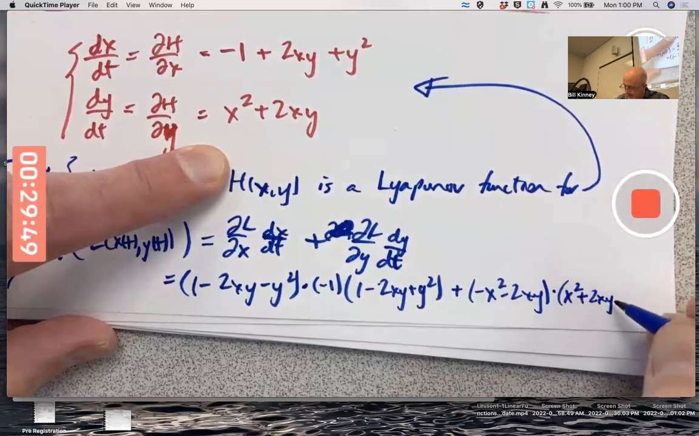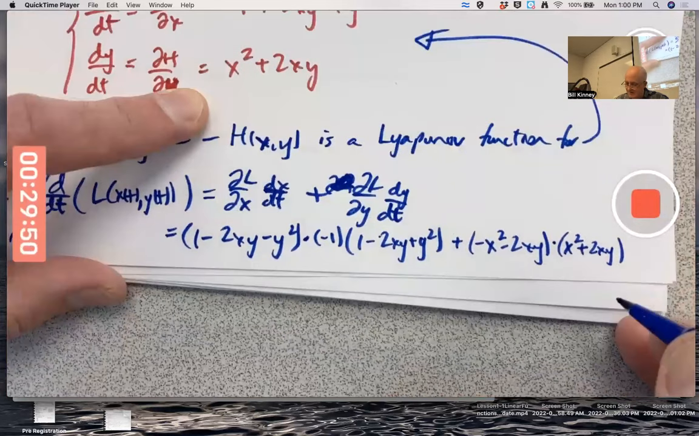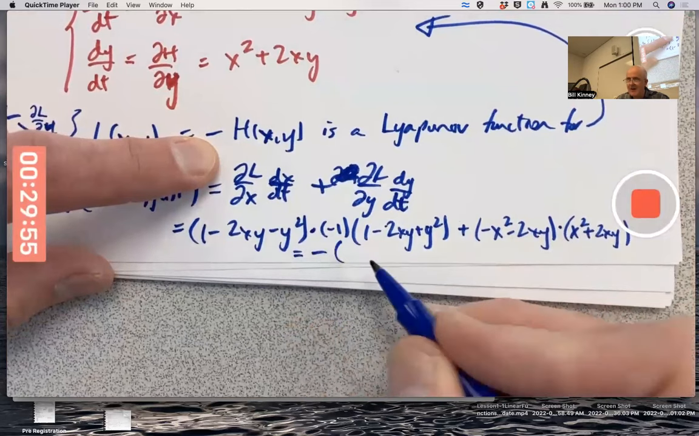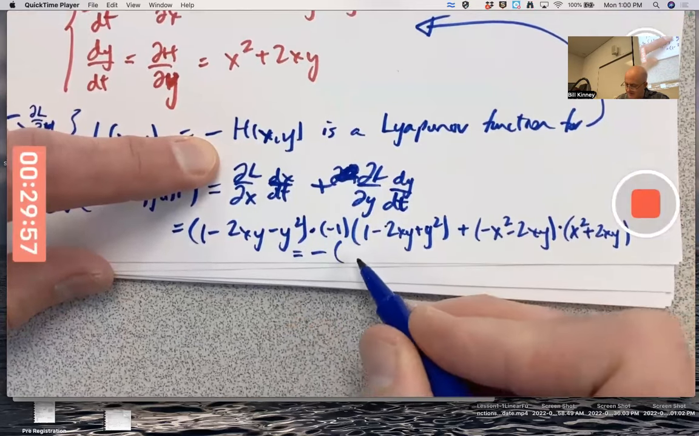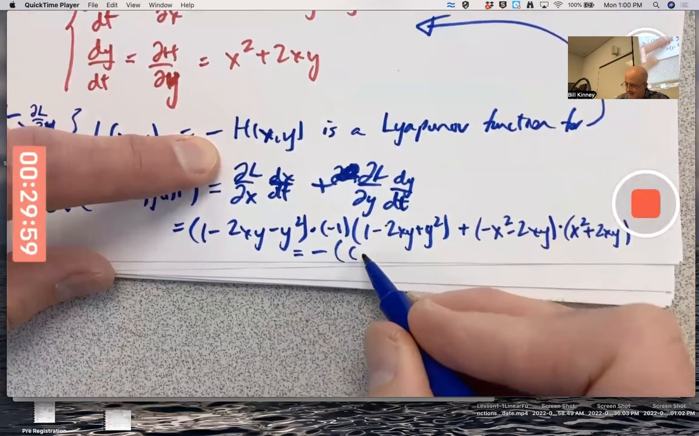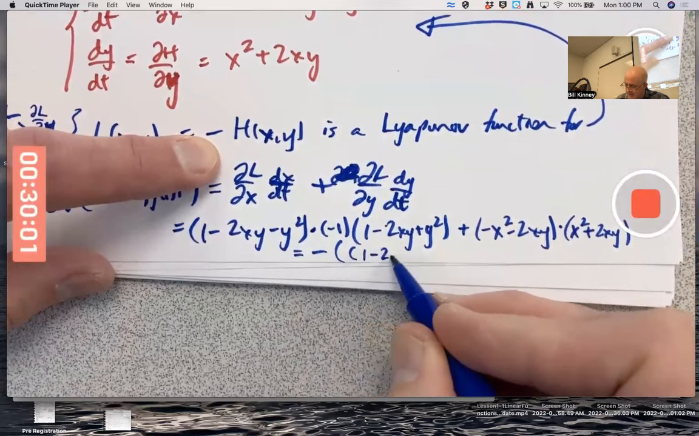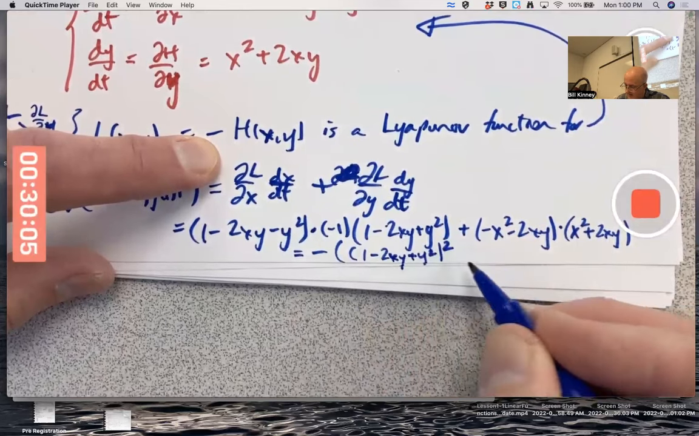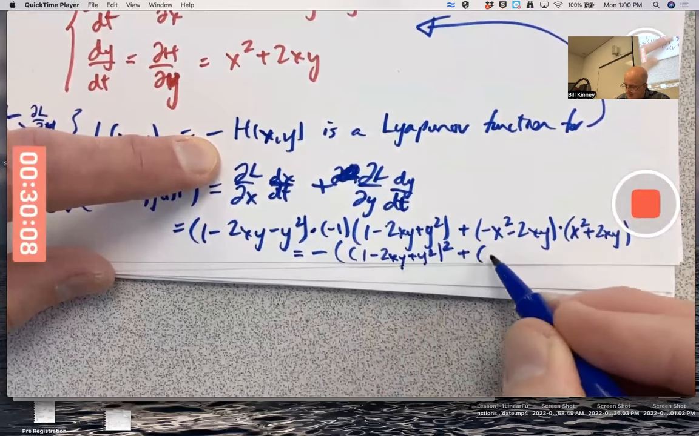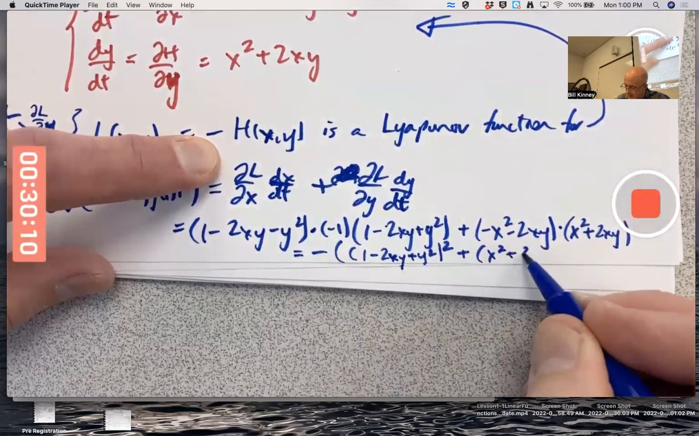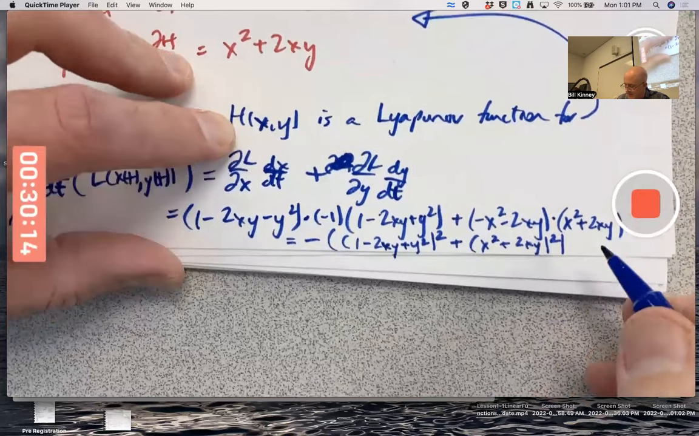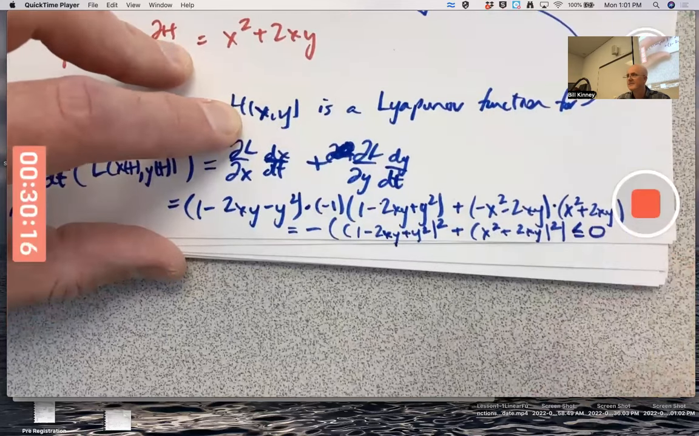So what do we have here? We effectively have the negative of the sum of two squares. Negative of (1 minus 2xy plus y squared) squared plus, in parentheses, (x squared plus 2xy) squared. And we're not dealing with any imaginary numbers here. This can never be positive.